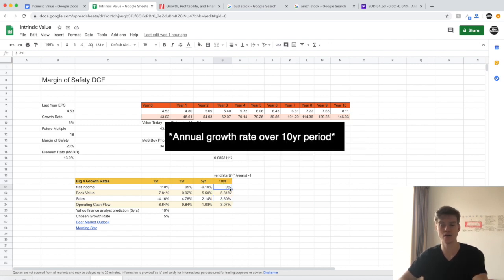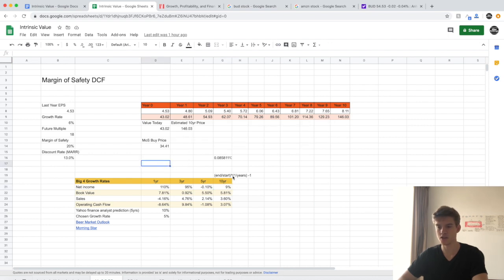How do you figure out the growth rate over a 10-year period? So what you do is you actually have to use this formula right here. You have to take the ending value, then you have to divide it by the starting value. You have to raise this to the power of 1 divided by the years and minus this by 1. If that's confusing, don't worry. Here's what you actually do.